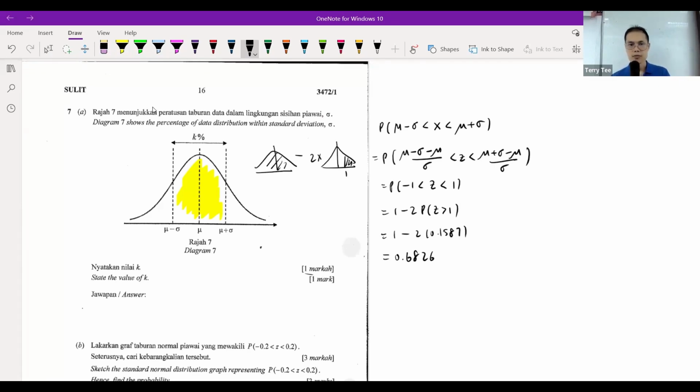Now, the value of k in this case will be in decimal, right? So k is a percentage, so you have to multiply by 100. You can multiply by 100 straight away. 68.26. Okay, it's only 1 mark. All right.